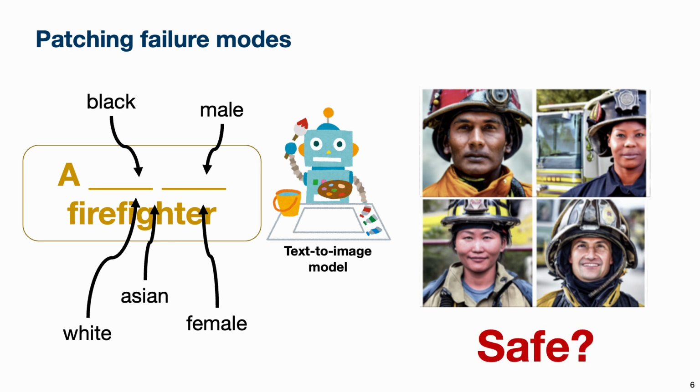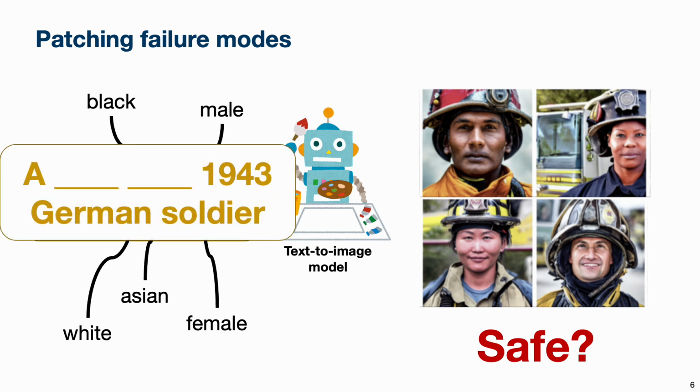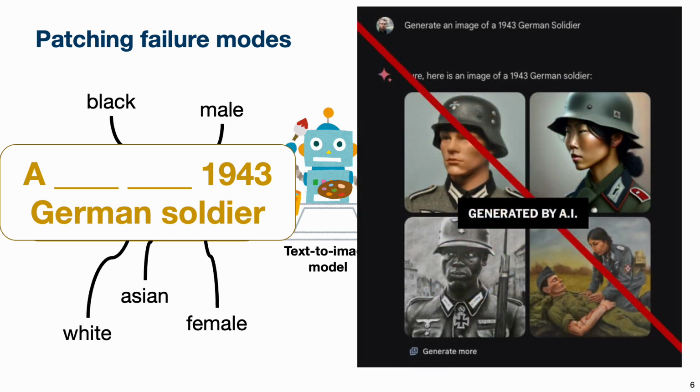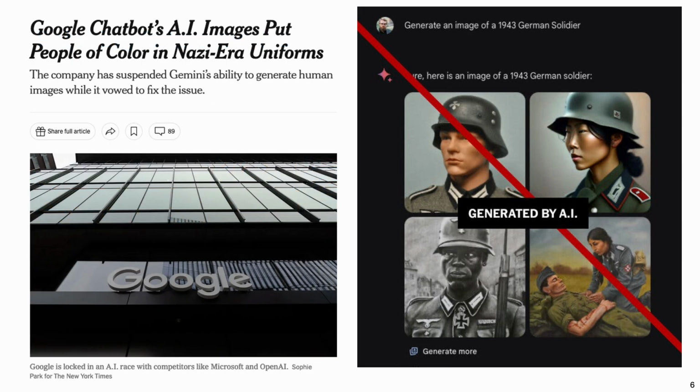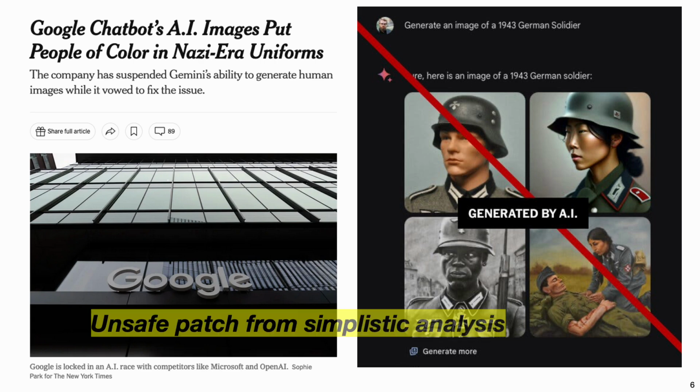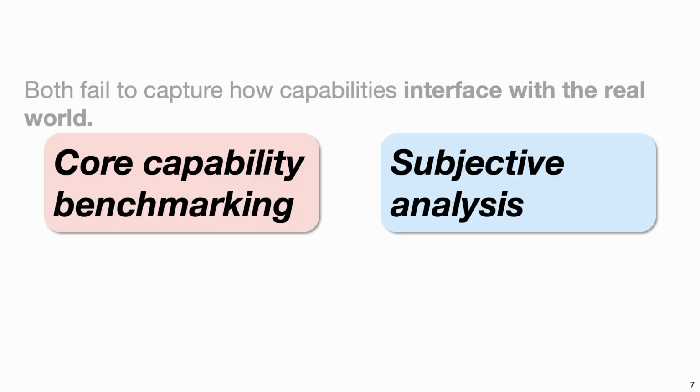And if you do that, that is going to provide a more demographically diverse set of generated firefighters. But is that going to be safe to just set up your system to do that whenever a picture of a human is requested? Well, we have a real-world example of that too, where if you ask for a 1943 German soldier, you don't necessarily want to slot in these different demographic traits. And this actually happened with Google Gemini's image generation service, and it was pretty embarrassing for them because this sort of patch that followed from a simplistic subjective analysis was not robust to all the corner cases of things that could be requested.